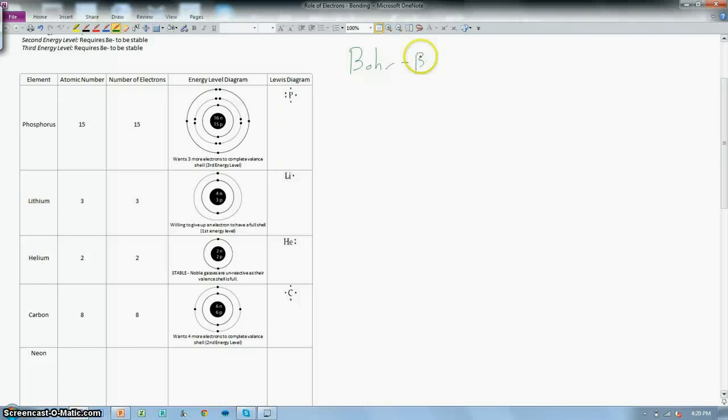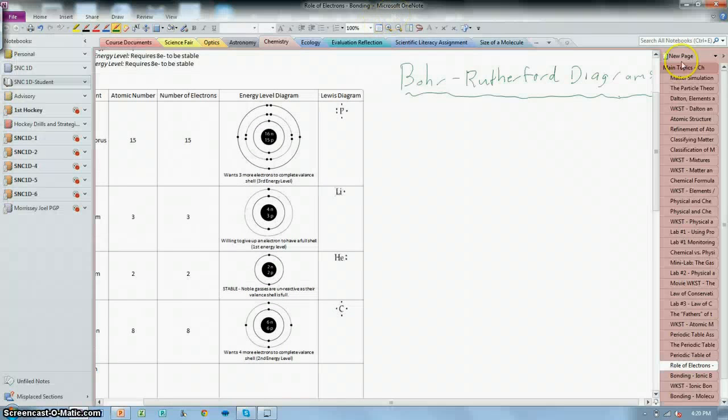And the Bohr-Rutherford diagrams, this will erase, there we go, are a great way to demonstrate the entire atom. What does the whole atom look like? From the nucleus right out to the valence shell, that outer shell of electrons. So what you'll do, you'll use your periodic table with these types of things. So let's go back to my periodic table.